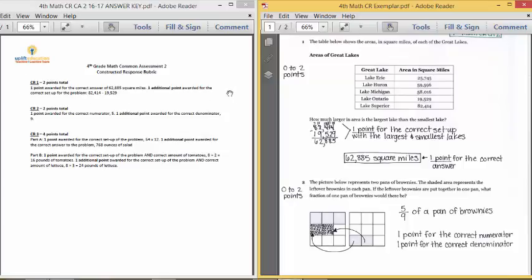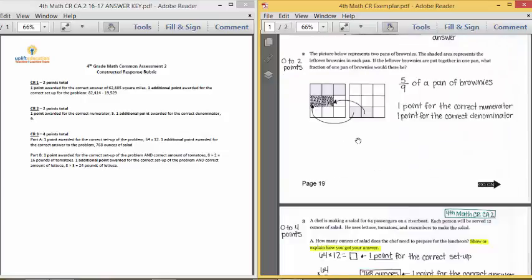You'll see that on the rubric to the left-hand side. 1 point should be awarded for the correct answer of 62,885 square miles, and then 1 additional point awarded for the correct setup. So what you should be seeing is the correct setup, something like this. There's a lot of regrouping, so it's very important that you can actually see that they set up the problem correctly in order to regroup correctly. They get 1 point for the setup, and then 1 additional point if they get the full correct answer.